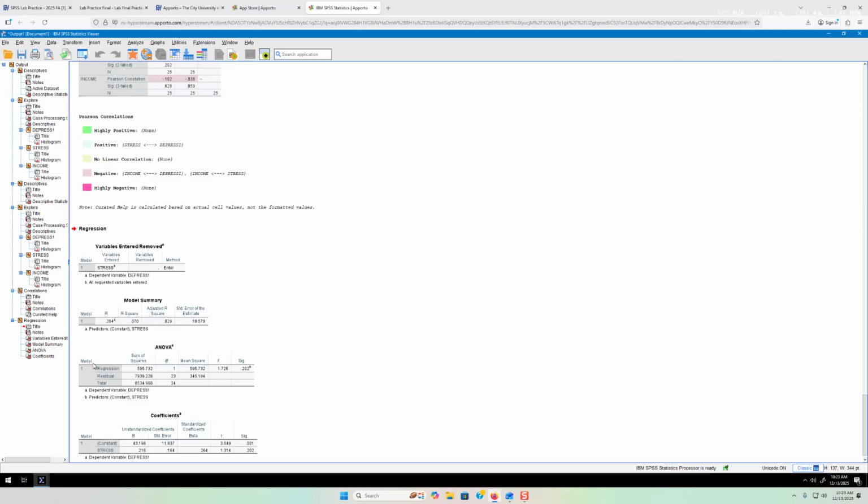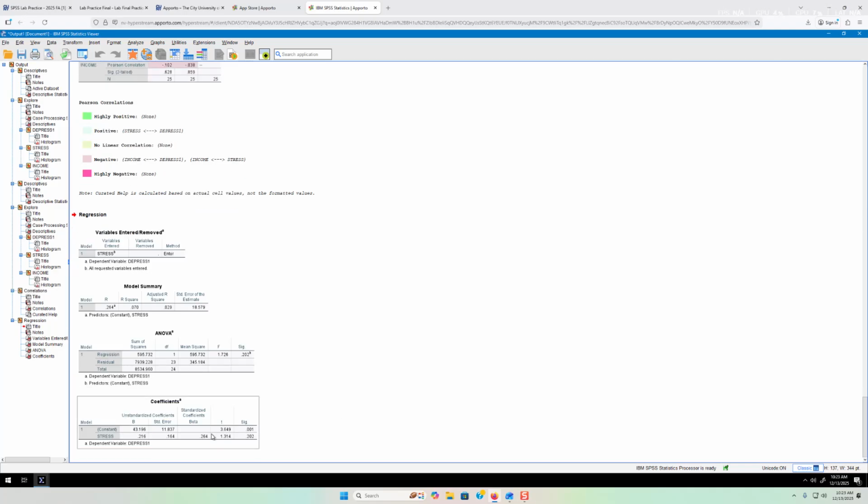Now, could you use this coefficient box? You could. If you want to give me the stress coefficient and the t-value here, 1.314, you can give me that too, instead of the F. So either one will work, the F or the T. You see the significance value is the same because these are the same results. All you have to do here for T is square this. If you square T here, you're going to get 1.726. And the reason that's the case is because there's only one predictor.